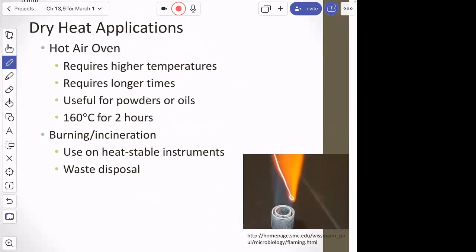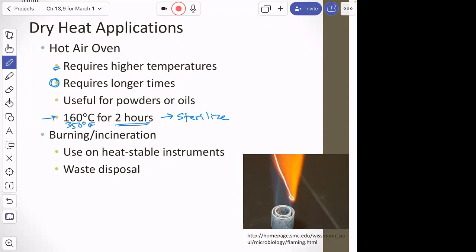So you could use a hot air oven. Again, the drawback here is that it requires longer times and higher temperatures. But a hot air oven at 160 degrees for 2 hours is generally enough to sterilize. This is not very hot. This is actually 350 degrees Fahrenheit. So you could use your oven at home to disinfect glassware or whatever. It just takes a little bit longer than if you had the steam and the pressure to do it. But again, useful for things that you can't get wet.